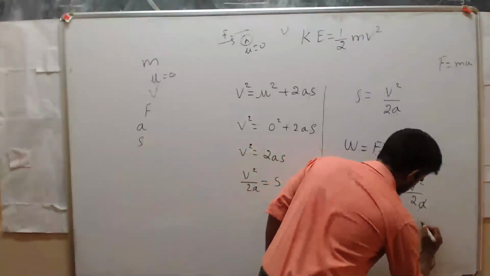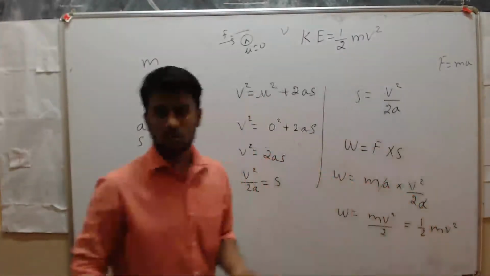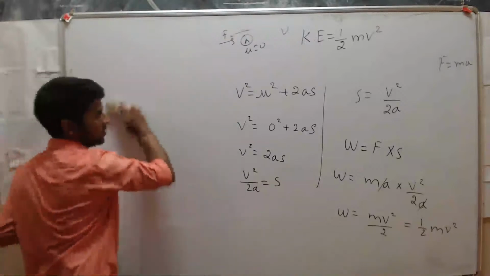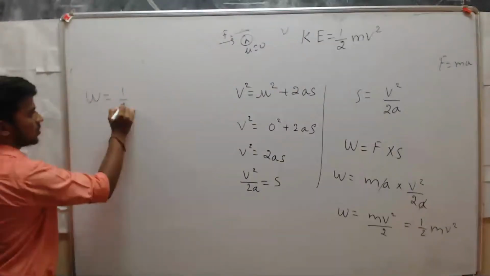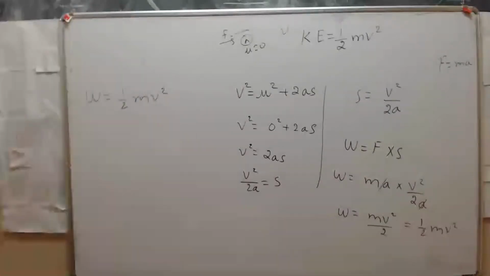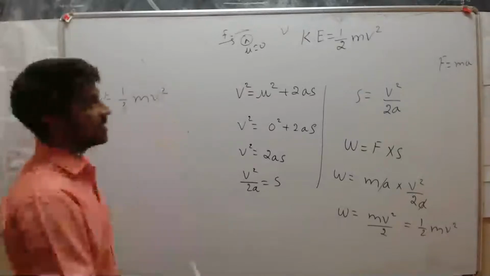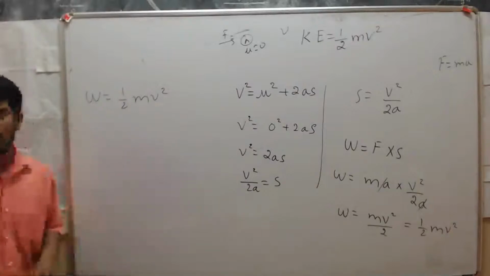Now we can write half mv square. So here we got work done equal to half mv square. But actually we need kinetic energy equal to half mv square. Here we got work done equal to half mv square. Now tell me what is the correct answer. Next, how to bring that work done equal to kinetic energy?